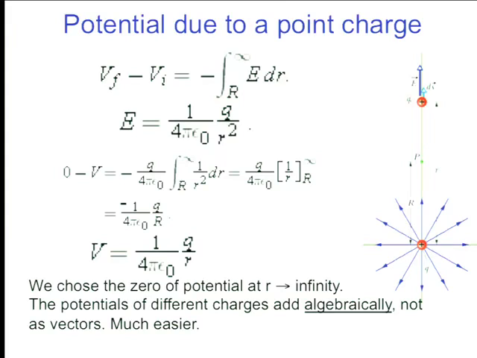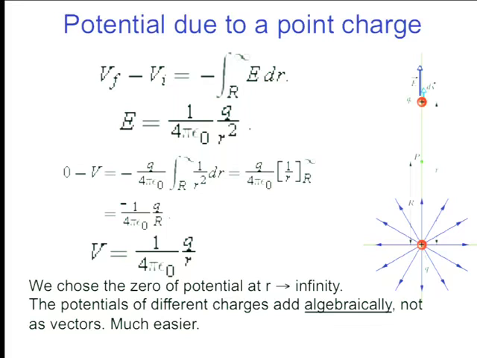So maybe I shouldn't go through it. If you don't like integrals, this may appall you. But it's a relatively simple integral because you're putting in the electric field. And the electric field we know is 1 over 4 pi epsilon naught, q over r squared. We're going to integrate from r to infinity. So he's going to start at r, and integrate the field as I go all the way out. Now the field is changing.